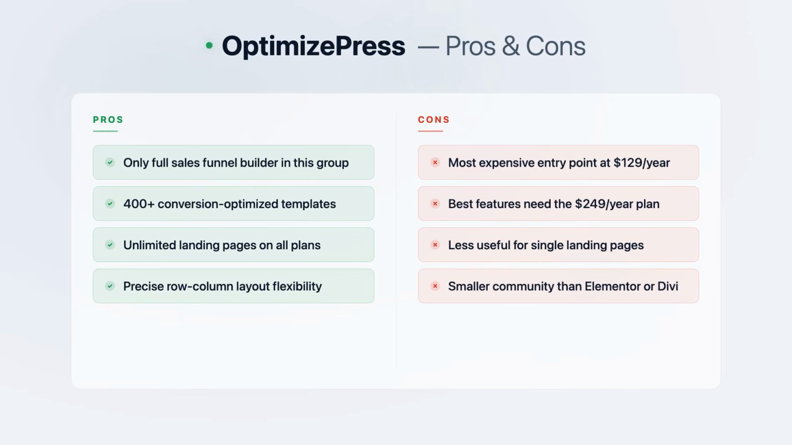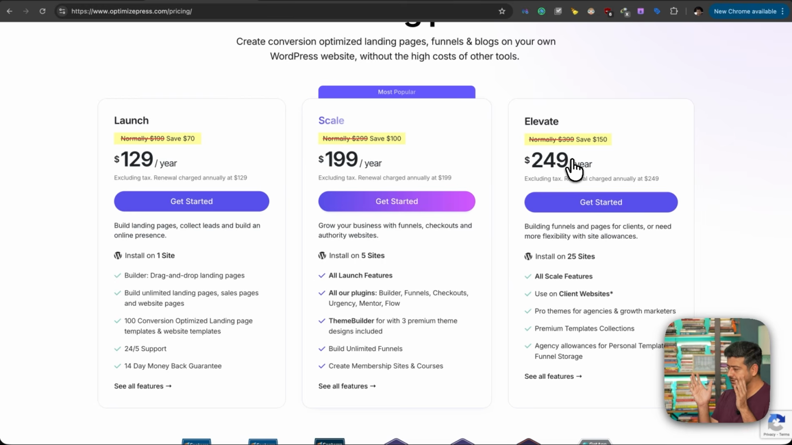Now, as I said, one of the cons is that if you don't need conversion optimization features, this is a product that might not be useful. And since OptimizePress is a very small and tightly focused community, you might not get as much community support compared to some other plugins out there.